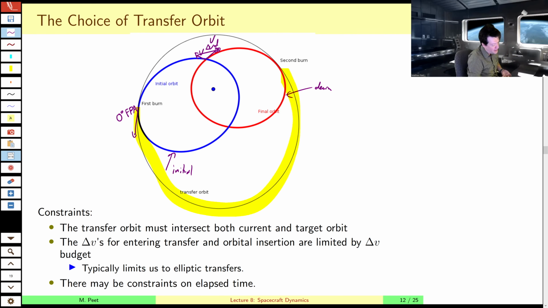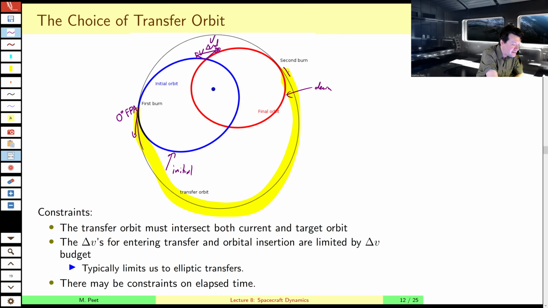So, in fact, there's a conjecture. It has not been proven. This is an open problem. I believe it's still an open problem in orbital mechanics that the energy optimal two-burn maneuver between any two orbits is always a 0 flight path angle burn. It's yet to be proven, but numerically we found it to be the case.